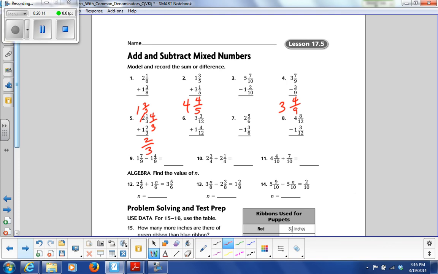Find the value of n. Let's see which one's the hardest one. Oh, 14 is kind of hard because you're going to have to borrow. So let's try to figure 14 out together. Oh, no, I guess not. This is kind of easy. Okay, 5 and 9/10 minus 5 and n over 10 equals 2/10. So I just got to figure out 9 minus what equals 2, which is 7. N is 7.